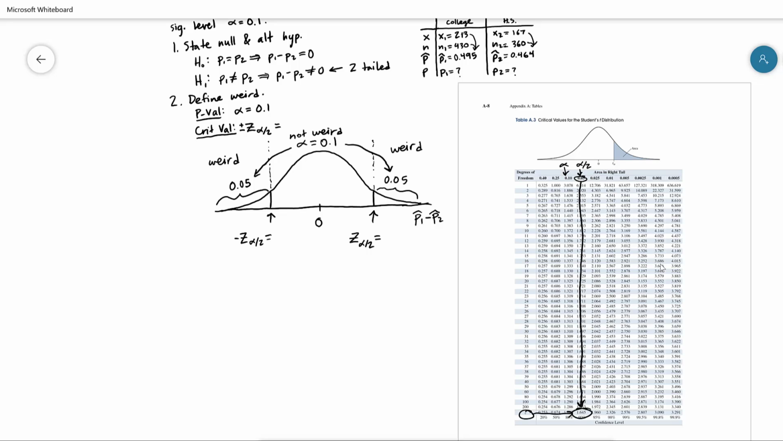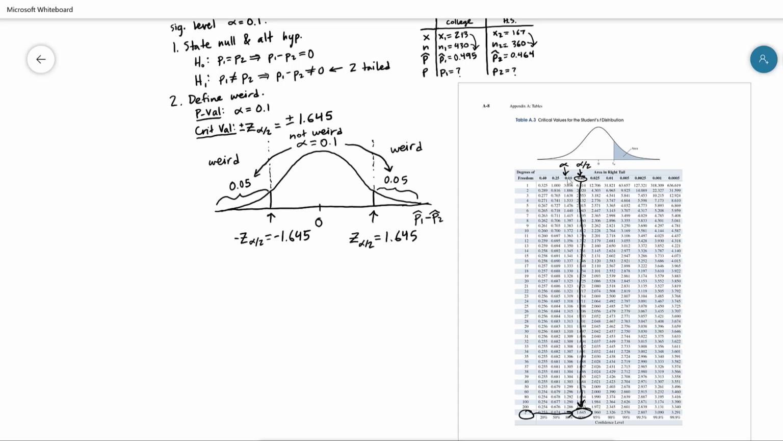Right there, 1.645. So this number is 1.645, and this one is negative 1.645. There are my two different critical values, one at the left side, one at the right side. Those are my cutoffs, my z-scores that cut off the regions that we're considering weird. So that's what we get here, plus or minus 1.645. That is my critical value for this problem. Hopefully that makes sense over here in the picture.